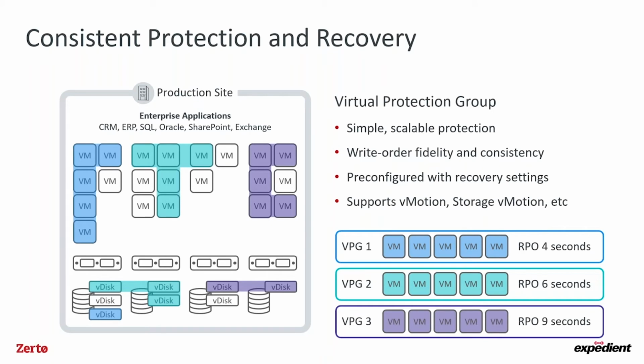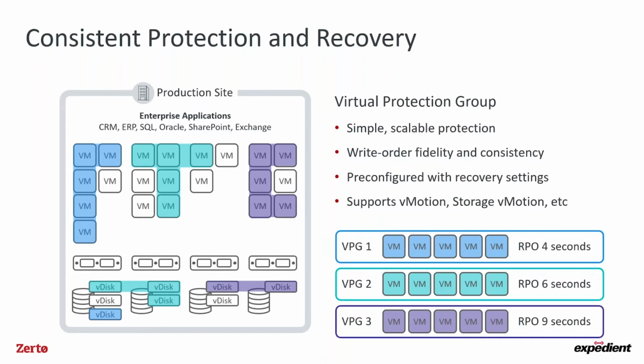And what that means is that you're not only protecting them as one entity, one logical container, but you're also recovering them as one entity. That means that every single component of your application, every single VM, will be recovered to the exact same point in time. The VPG is also the container where you pre-configure all your recovery settings. So what's the boot order? What network do they need to be brought up in? And while we do that, we'll maintain the consistency across all those VMs and maintain the right write-order fidelity. And that's really key for consistent recovery as well.